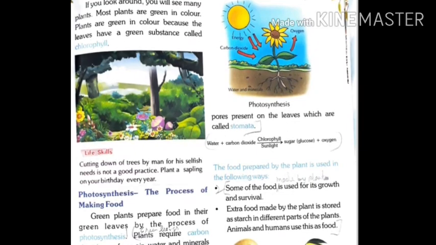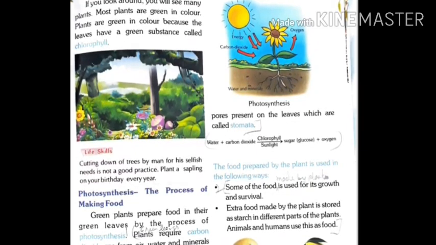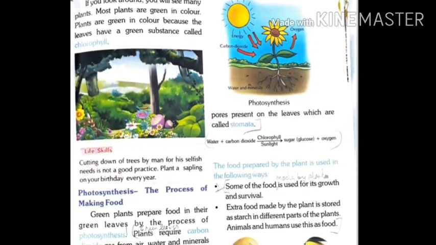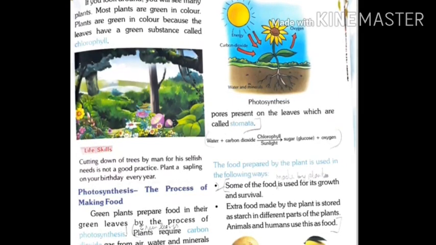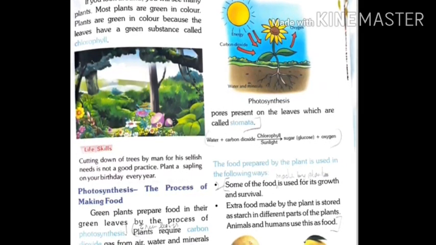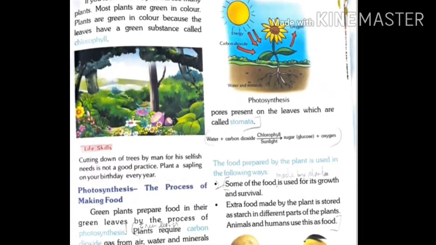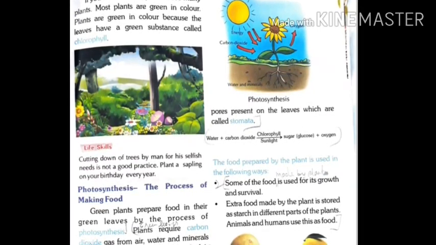Why do almost all the plants look green in color? Because the leaves of these plants contain a substance that is called chlorophyll. Because of this chlorophyll, the leaves are of green color.